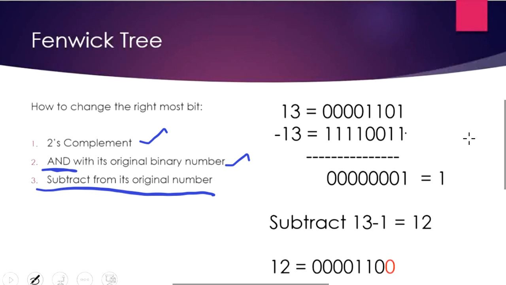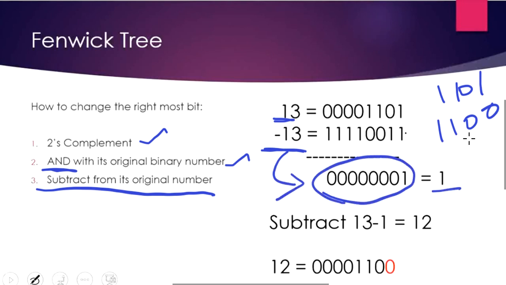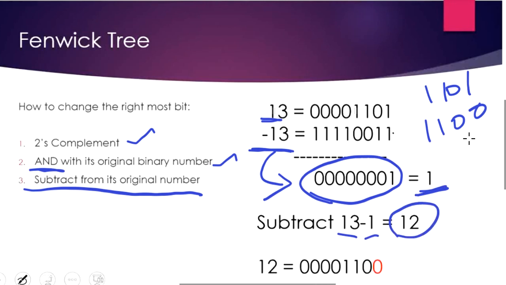So for example, take 13. 13 can be represented as 1101. Manually, if you do a right flip, it is going to become 1100. Programmatically, we do a 2's complement, and once that is done, we do an AND operation. Once the AND operation is done, we get a number. If you subtract it from the original number 13, it is going to become 12. And if you convert 12 to a binary number, it is 1100, which is actually the right flip of the last one bit from 13.